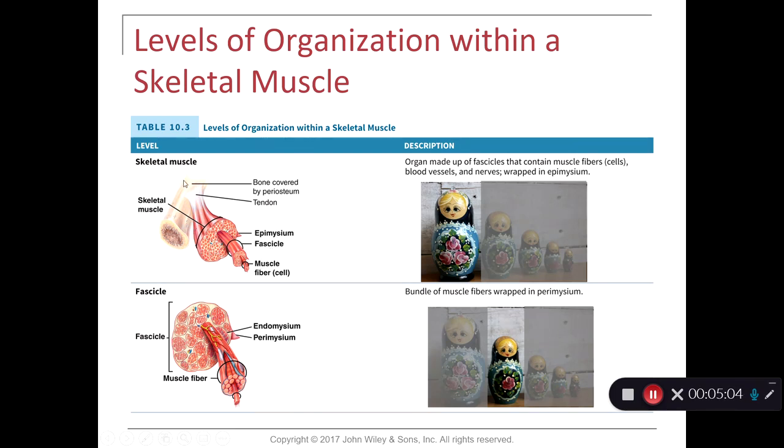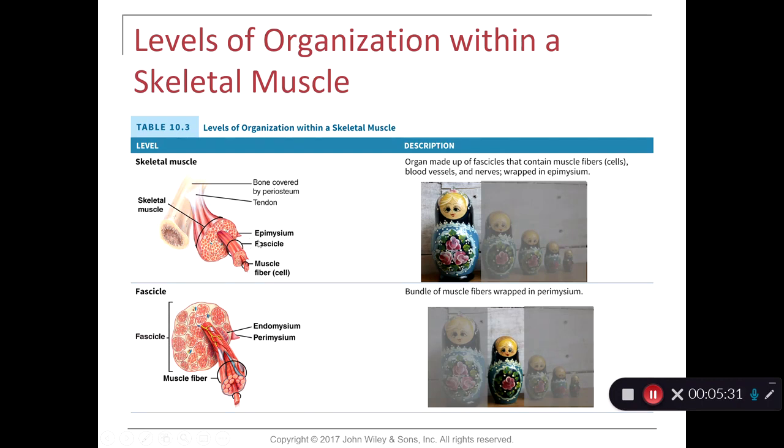So this is a muscle organ. We're seeing it directly connected to the bone via a tendon. Reminder that a tendon is muscle to bone, while a ligament is bone to bone. We have a skeletal muscle, the skeletal belly going on right here. It is covered in a connective tissue called the epimysium.